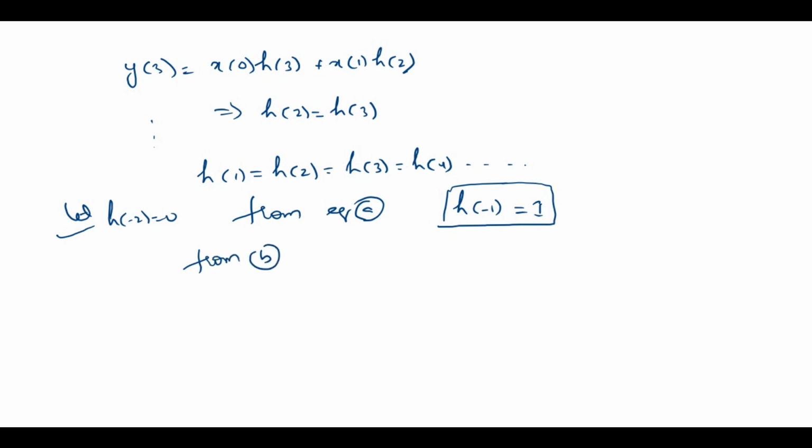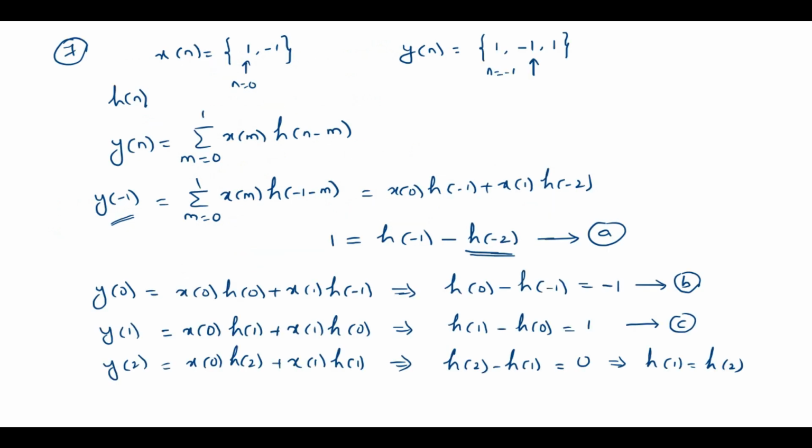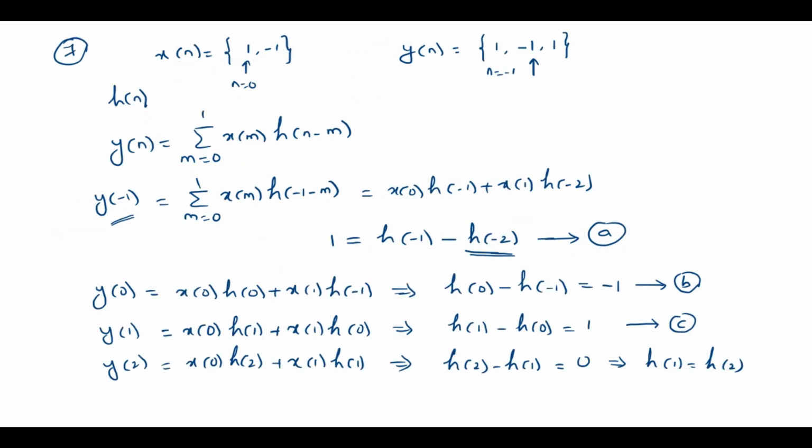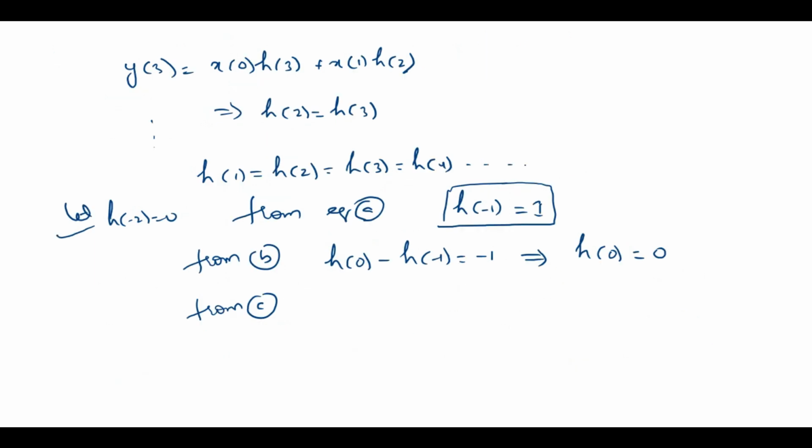What is equation B? H of 0 minus h of minus 1 is equal to minus 1. I am writing it again: h of 0 minus h of minus 1 is equal to minus 1. Substitute h of minus 1 here. So h of 0 value is simply 0. Now substitute these values in equation C. Equation C: h of 1 minus h of 0 is equal to 1.